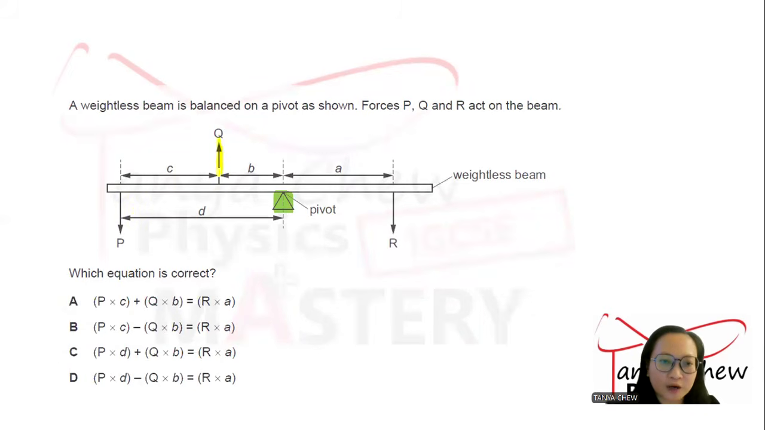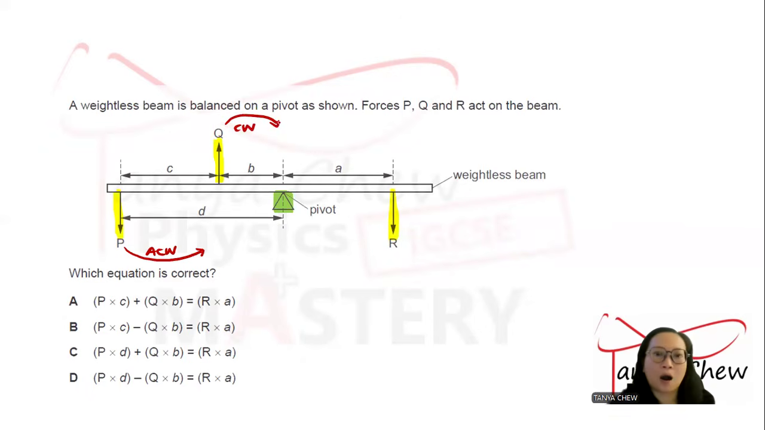Okay, how many forces here? I have P, Q, and R. 3 forces here acting on the beam. Third step, identify whether these forces will produce clockwise or anti-clockwise moment. Look at P first. P going downwards. While going downward, it will turn towards the pivot. This is anti-clockwise moment. Q is pointing upwards. While going upwards, it will turn towards the pivot, which is down there. This is called clockwise moment.